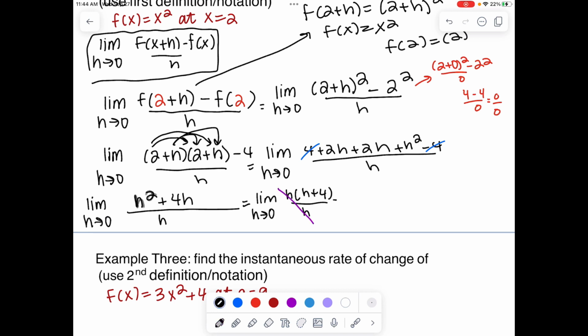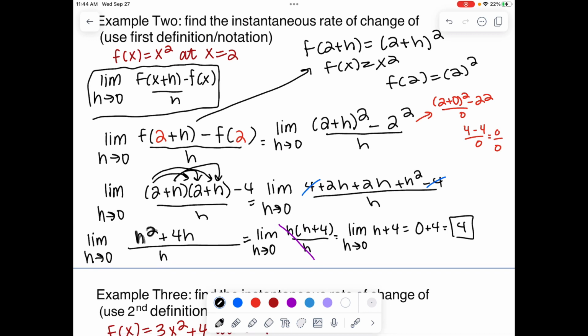And I cross out the factor that was making me divide by 0, and I'll have the limit as h approaches 0 of h plus 4. Now I can plug in 0. I get 0 plus 4, and that equals 4. And that was a lot of work, but that is my instantaneous rate of change at x equals 2.